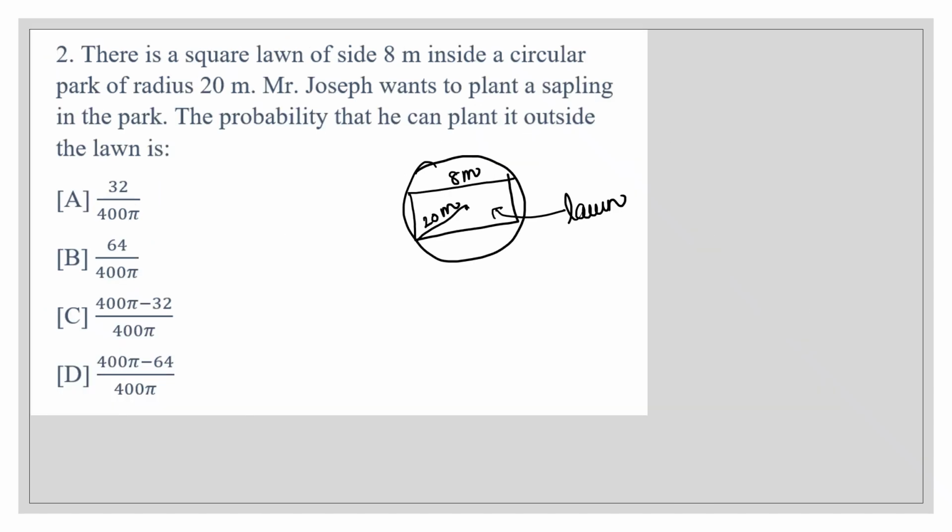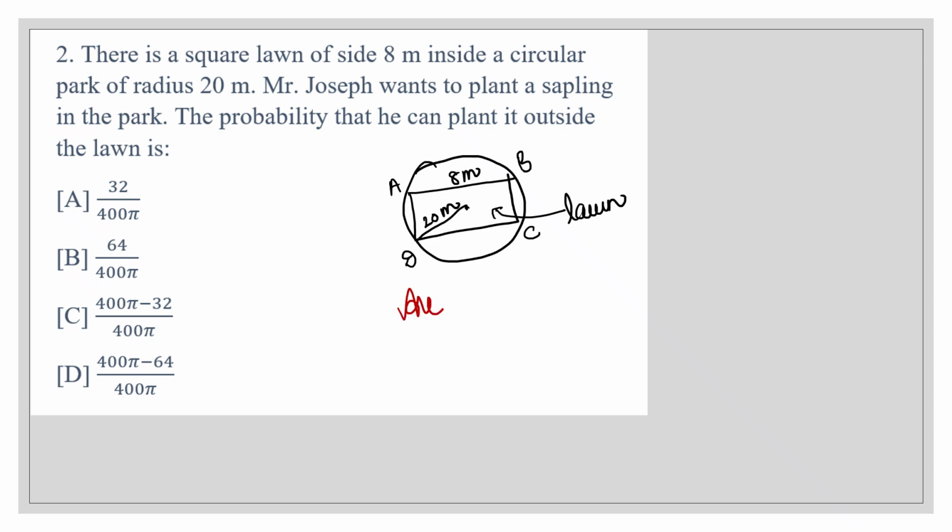Question number 2. There is a square lawn of side 8 meters inside a circular park. This is your circular park, and ABCD is a square lawn; the radius of the park is 20 meters. Mr. Joseph wants to plant a sapling in the park. So he wants to plant inside this square. What is the probability that he can plant it outside the lawn? That means outside ABCD.